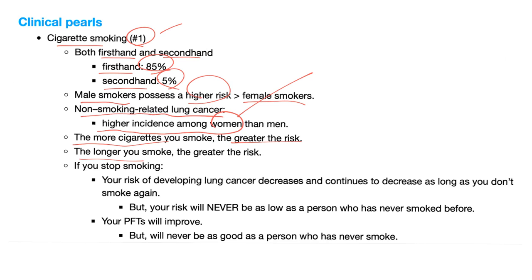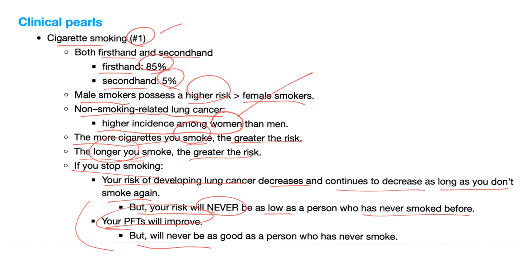The longer you smoke, the greater your risk. So, the amount and the duration. If you stop smoking, your risk of developing lung cancer will decrease dramatically, and it will continue to decrease as long as you don't smoke again. But your risk will never be the same as a person who has never smoked before. So don't get started. Your PFTs will improve when you stop smoking, but they will never be as good as a person who has never smoked.